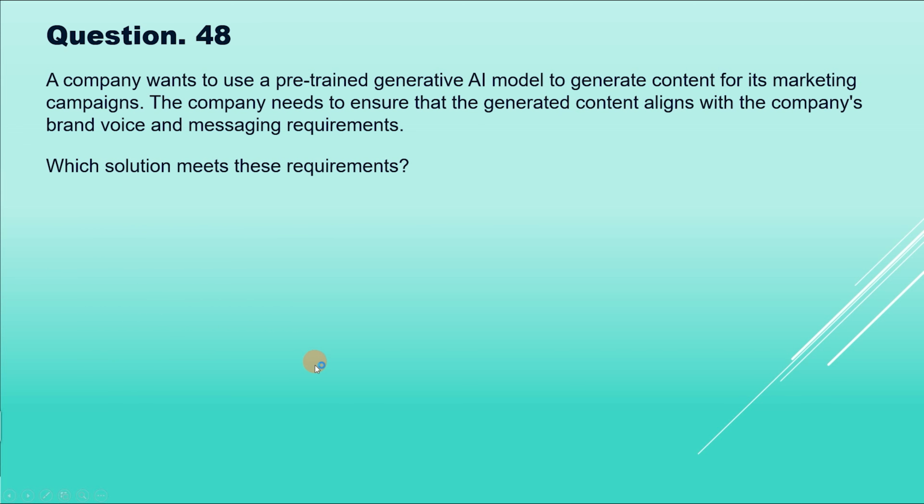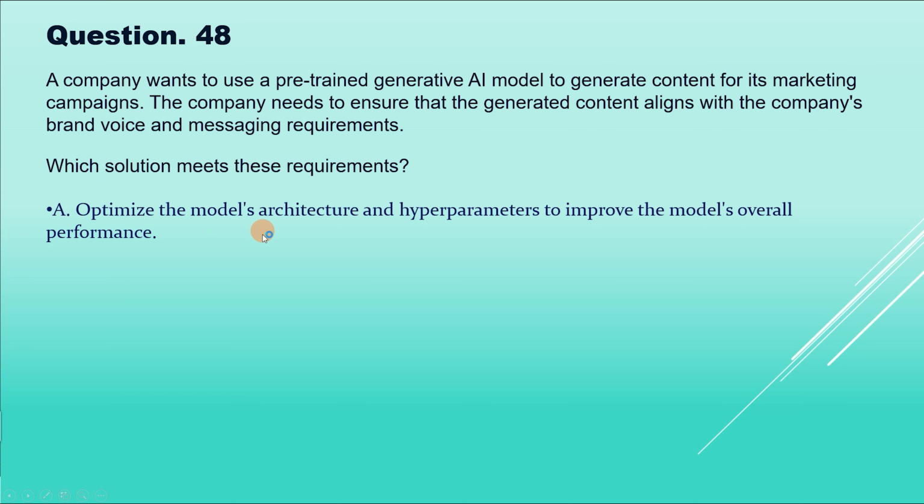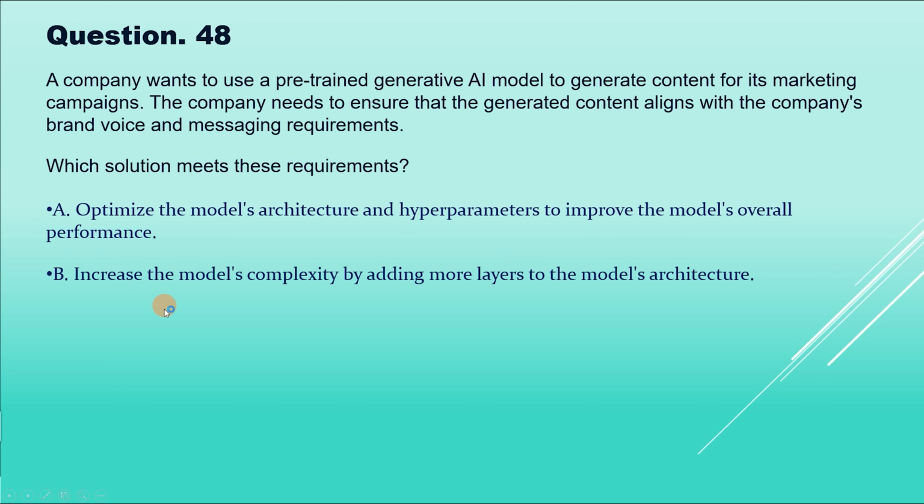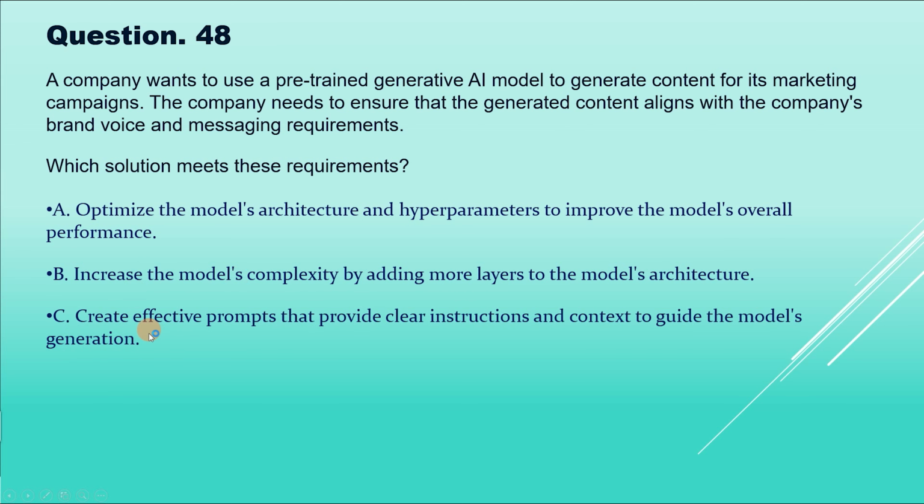Now question number 48. A company wants to use a pre-trained generative AI model to generate content for its marketing campaigns. The company needs to ensure that the generated content aligns with the company's brand voice and messaging requirements. Which solution will meet these requirements? Option A. Optimize model architecture and hyperparameters to improve model overall performance. Option B. Increase model's complexity by adding more layers to the model's architecture. Option C. Create effective prompts that provide clear instructions and context to guide the model's generation. Option D. Select a large diverse dataset to pre-train a new generative model.